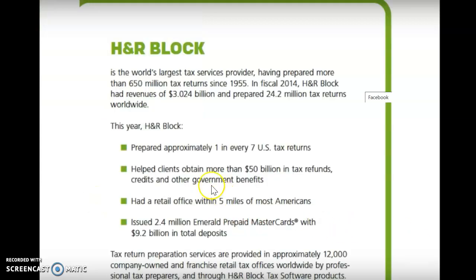So if you think about H&R Block, this is a service company. If you look at the third bullet point, it says it had a retail office within 5 miles of most Americans. This means there are a lot of H&R Block offices. Inside of each of those offices, we've got clients coming in. We're preparing tax returns for them. We pay maybe office rent for the space. We pay utilities expense. We pay taxes. We pay our employees for their salaries. A lot of transactions are happening every day, all across America and even in some other countries.